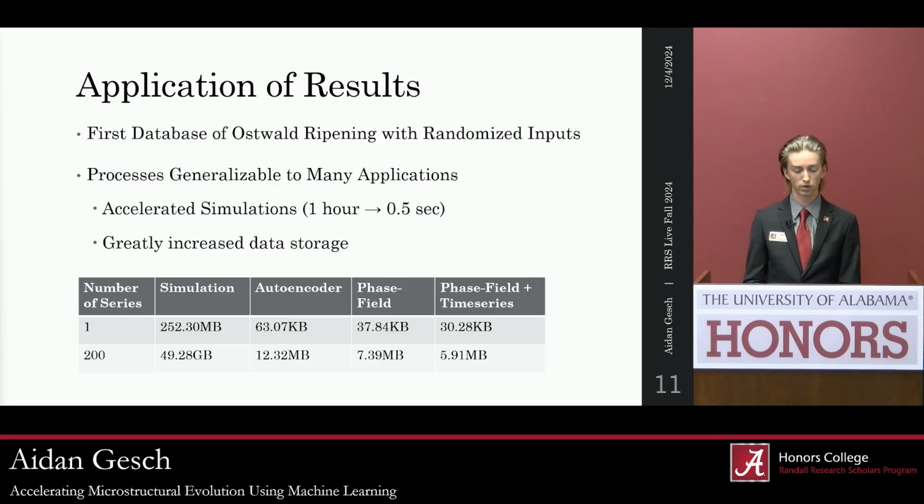Additionally, storing the results of one simulation takes about 250 megabytes, and for 200 simulations, which is the size of my data set, it takes almost 50 gigabytes. By using data reduction through the machine learning models, we can reduce this to just 30 kilobytes for a single simulation and 6 megabytes for the entire database.